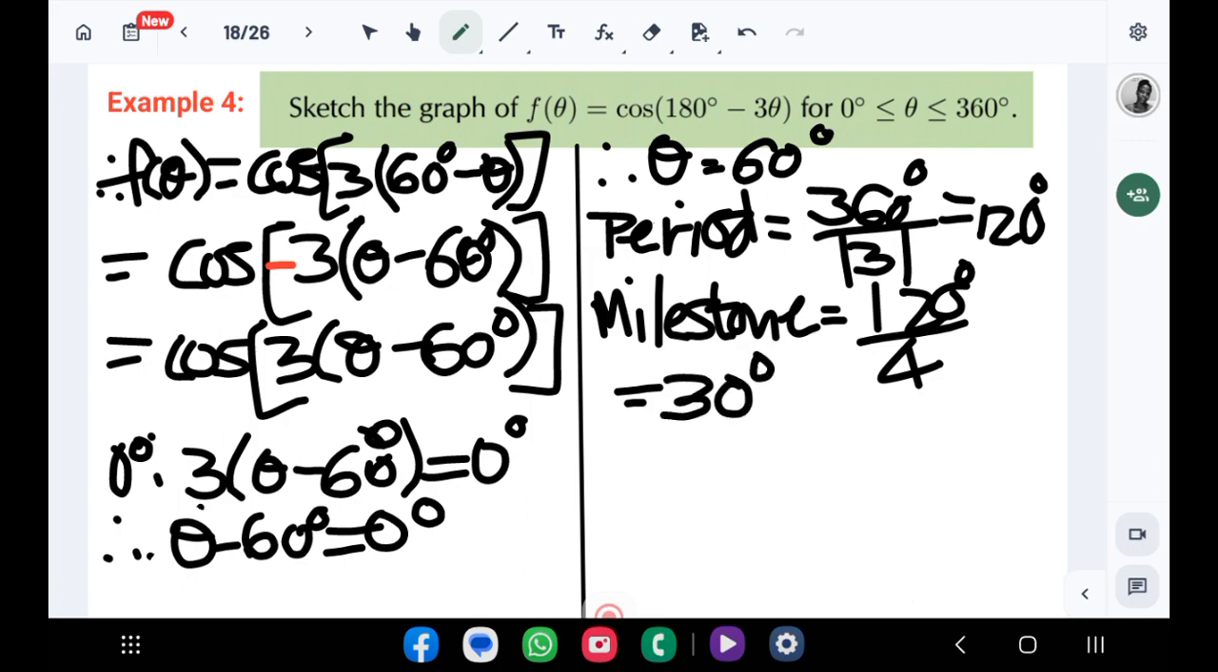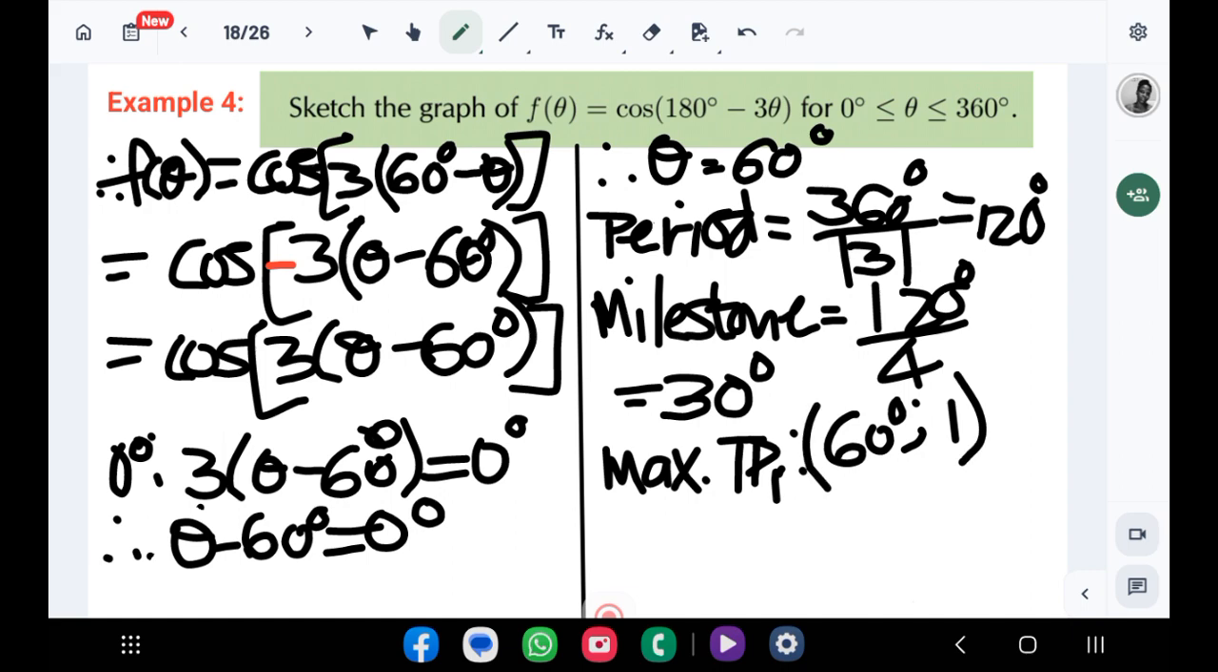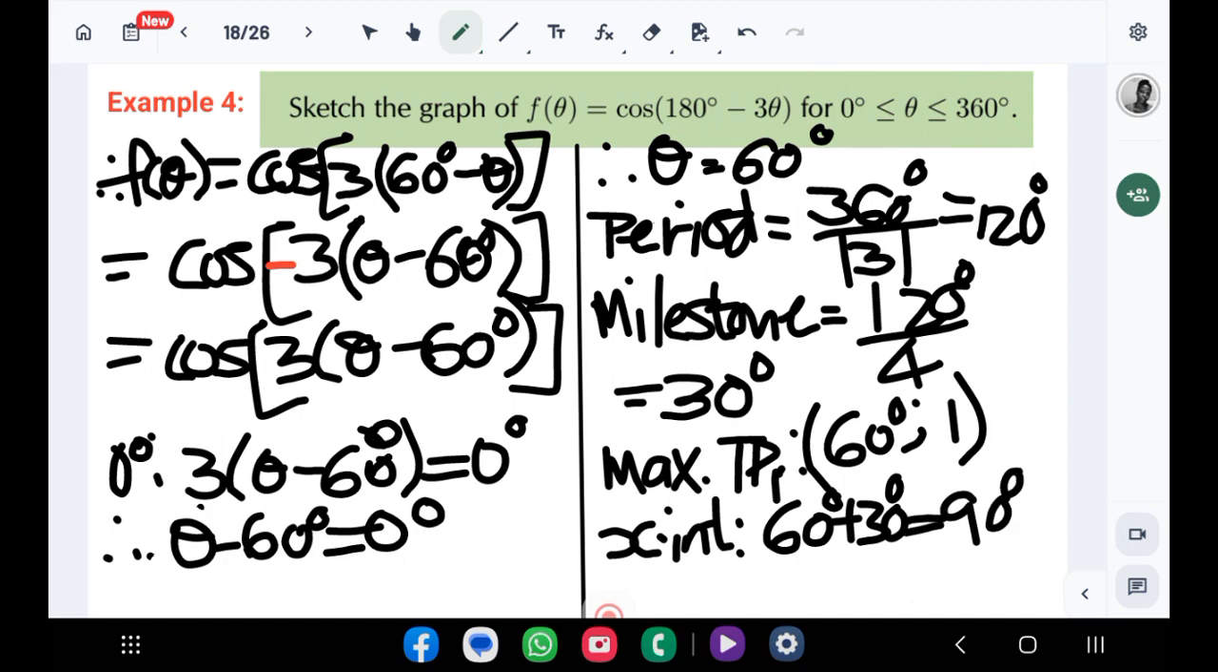So this is where we start. We start at our maximum turning point. The first maximum turning point will be at 60 degrees and 1. Then the milestones will increase by 30. So the first x-intercept will be at 60 degrees plus 30, which is the milestone we reach, close to 90 degrees, and so on and so forth.